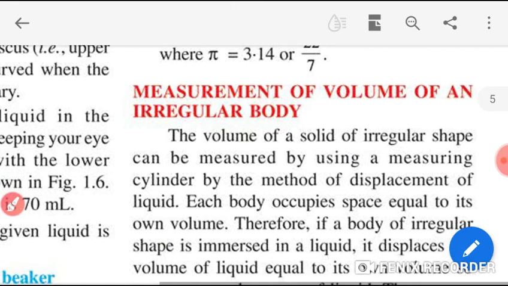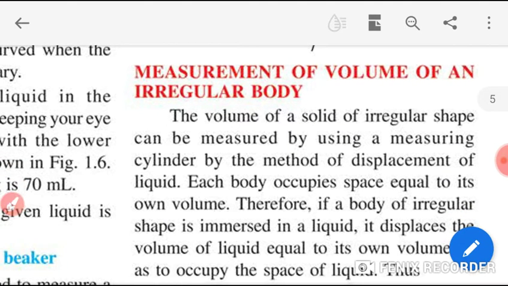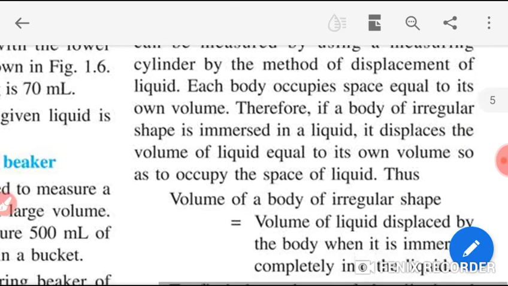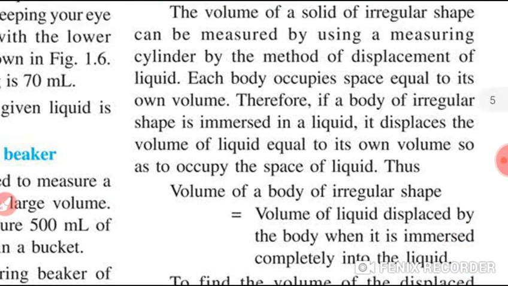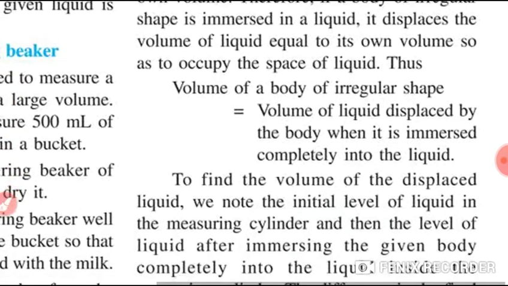Now students, we will see how measurement of volume of an irregular body is taken. The volume of a solid of an irregular shape can be measured by using a measuring cylinder by the method of displacement of liquid. Each body occupies space equal to its own volume. If a body of irregular shape is immersed in a liquid, it displaces the volume of liquid equal to its own volume so as to occupy the space of liquid.